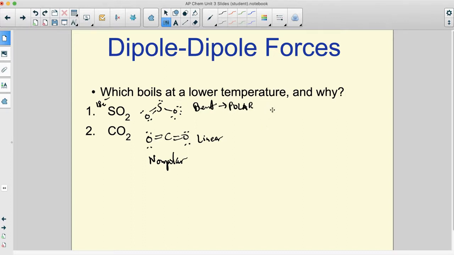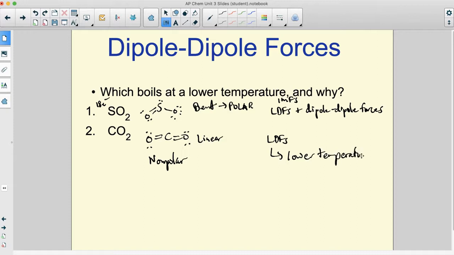Once we figure this out, we want to label and list our IMFs. In SO2, we have LDFs and dipole-dipole forces. Here, CO2, we only have LDFs. So CO2 will boil at the lower temperature because it only has the weak LDFs to hold the CO2 molecules together, whereas SO2 also has dipole-dipole forces from its permanent dipole, which can attract and cause it to stick together more tightly, and so it's harder to boil the SO2.